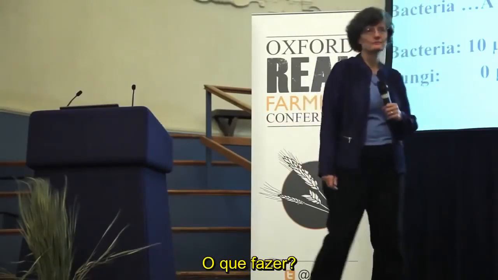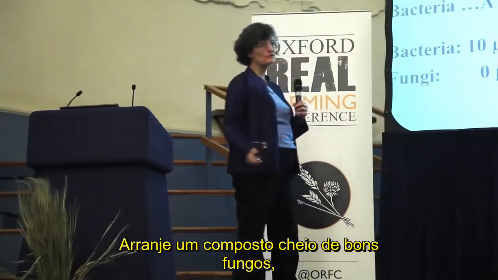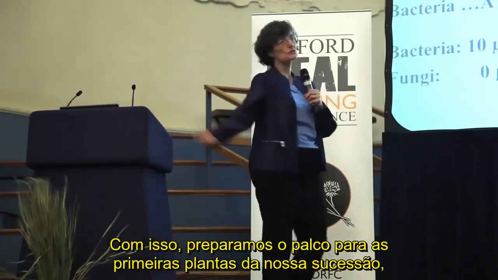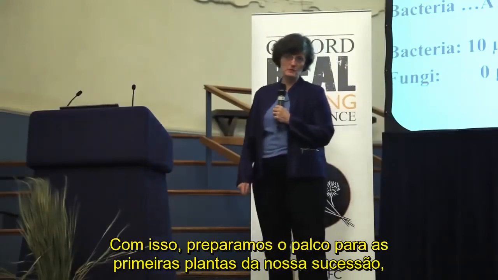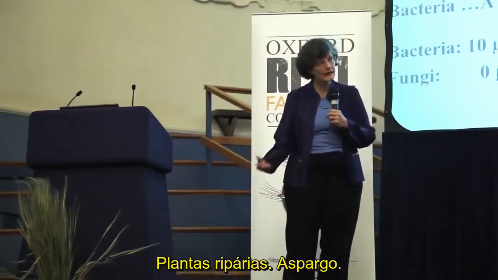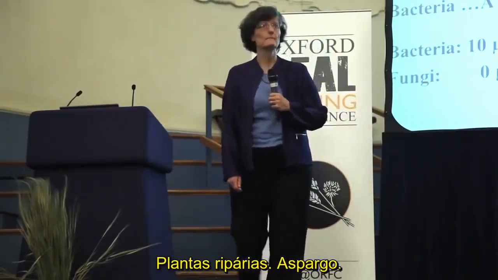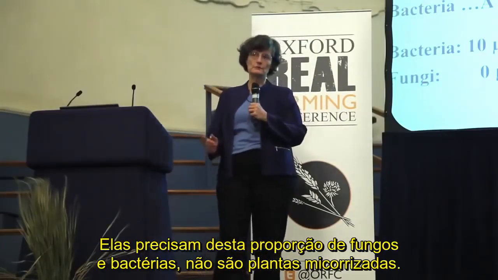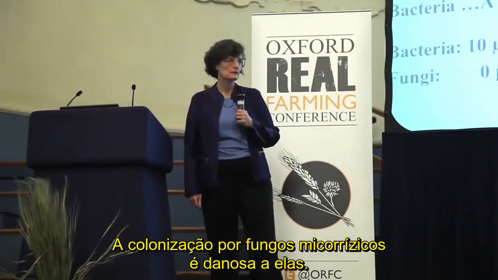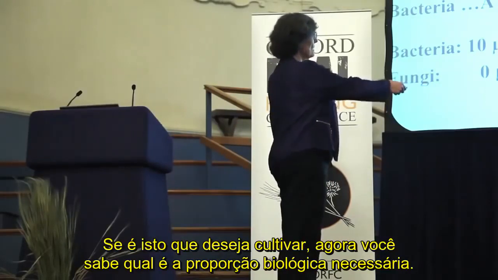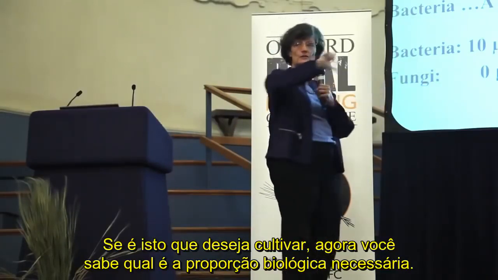So how do you do that? Get in a compost that has lots of good fungi in it and start shifting that ratio to where now we have at least a little bit of fungi, and we're going to set the stage to grow our early successional plant species like the brassicas, the cole and the kale crops, the riparian plants, asparagus. They need that ratio of fungi to bacteria here. These are not mycorrhizal plants. It harms them to be colonized by mycorrhizal fungi. So great, if that's what you're trying to grow, now you know what that ratio is that you need to get into your soil.